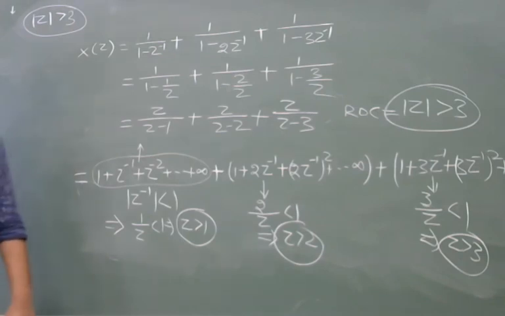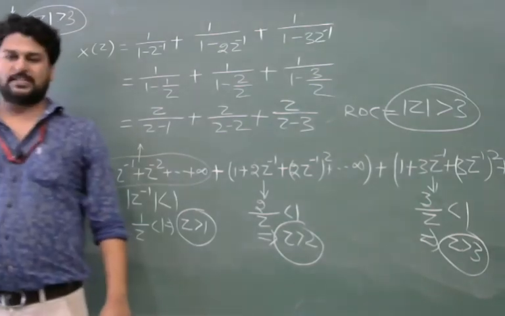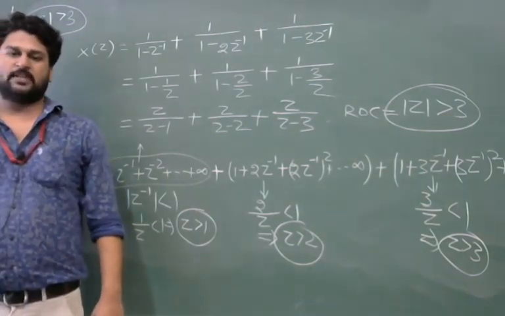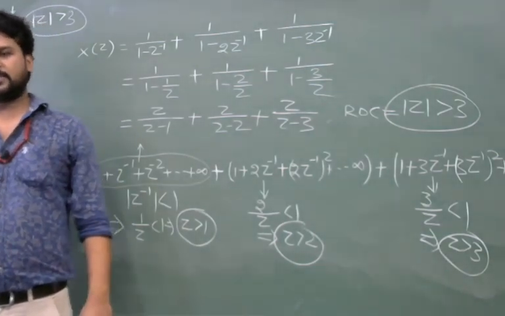So these are a few examples to clarify the concept of region of convergence in the Z transform. In the next lecture we will include some more examples and discuss the properties of the Z transform. So this is all for today.